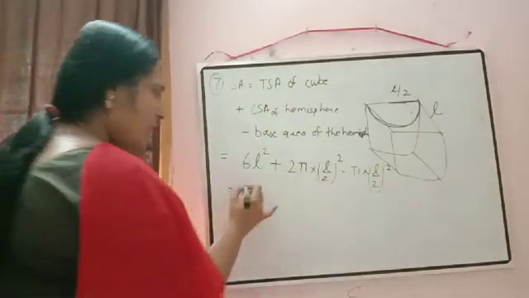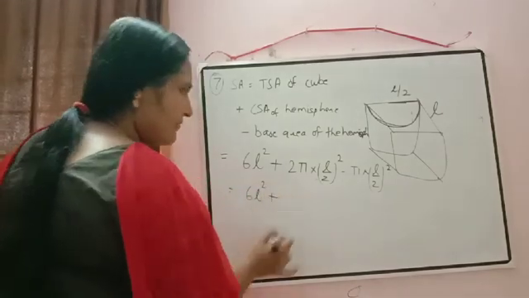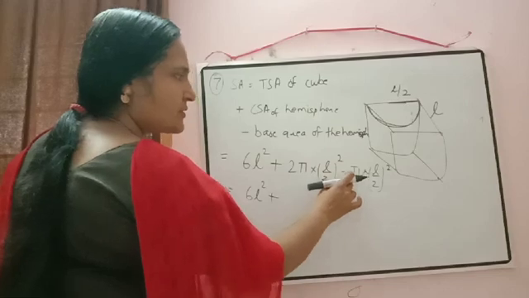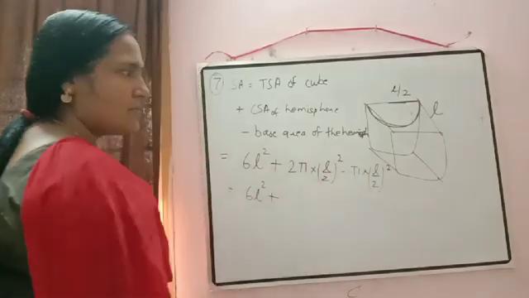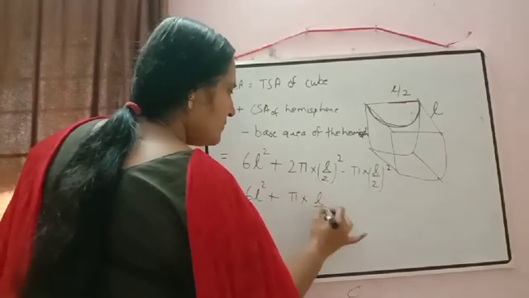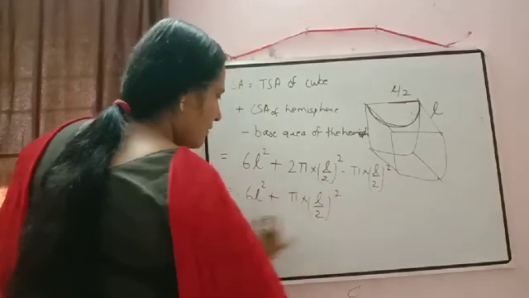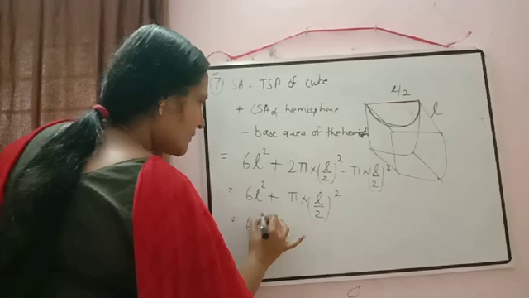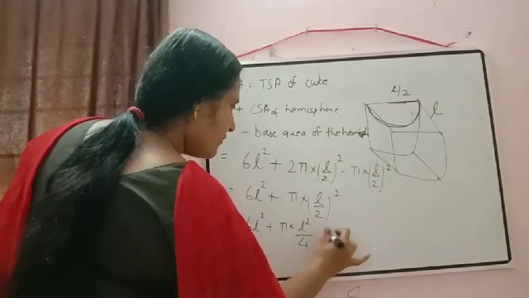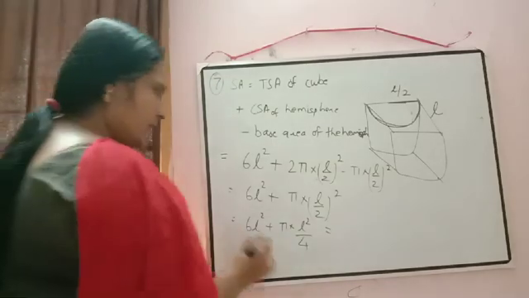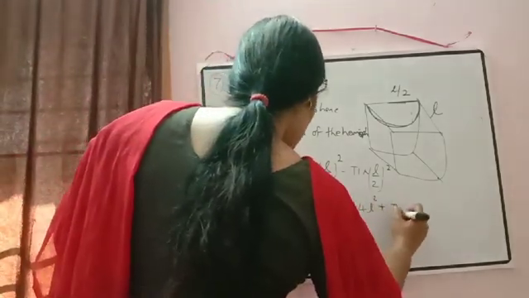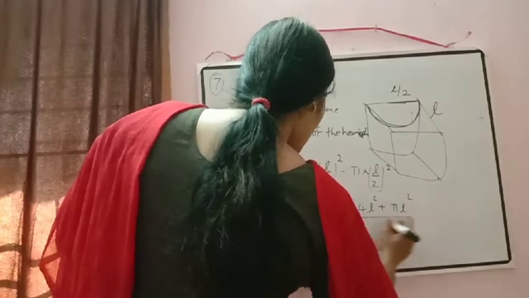Correct? Now what we can do is simplify it. 2 pi into L by 2 the whole square minus pi into L by 2 the whole square will be equal to pi into L by 2 the whole square. So 6L square plus pi into L square by 4. Do the cross multiplication. Then we will get 24L square plus pi L square by 4.